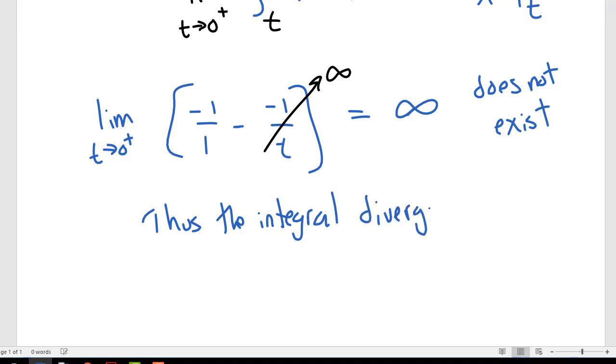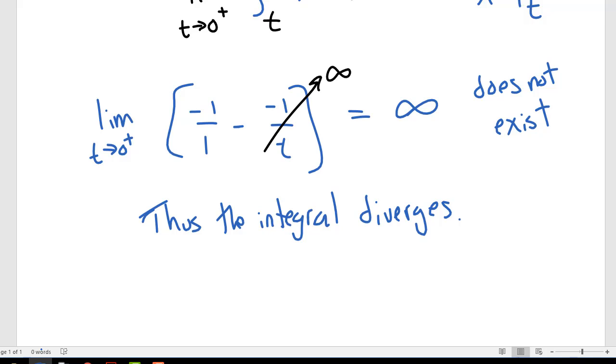Now again, if we're interpreting this integral as an area, what we have just calculated is that the area under the curve 1 over x squared from 0 to 1 is infinite. So we can't measure that area. It's immeasurable. As a student, I always thought this was kind of cool. From 1 to infinity, the curve 1 over x squared has finite area, but from 0 to 1, the area is infinite. That is really interesting.